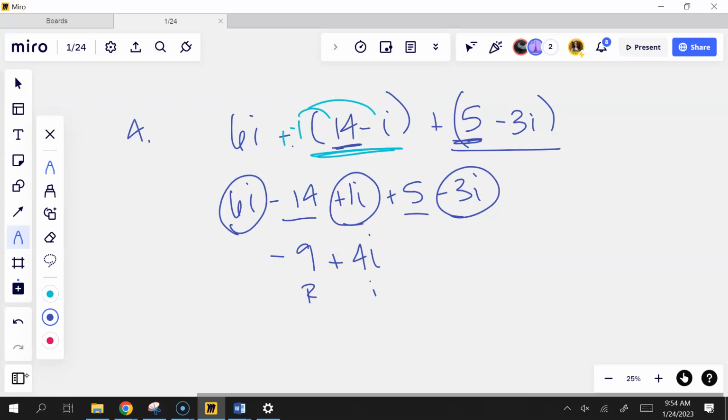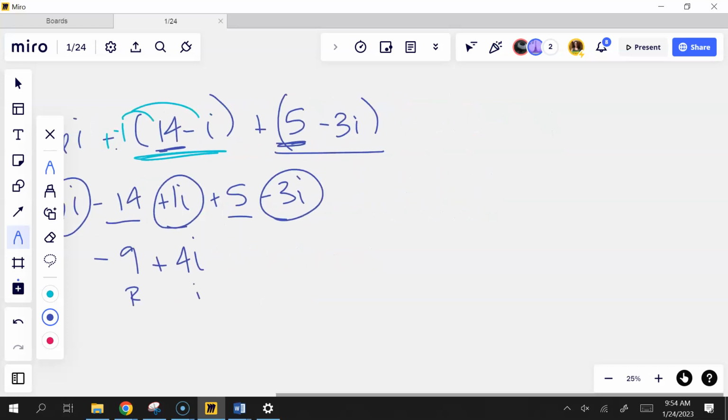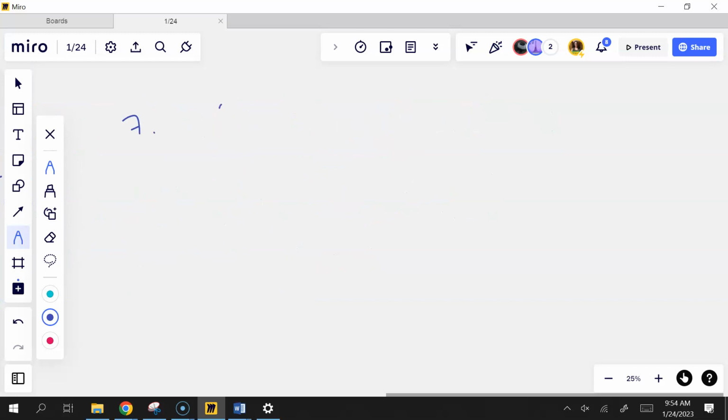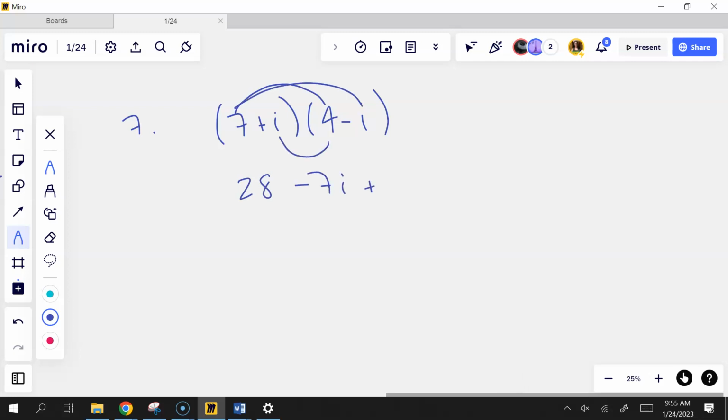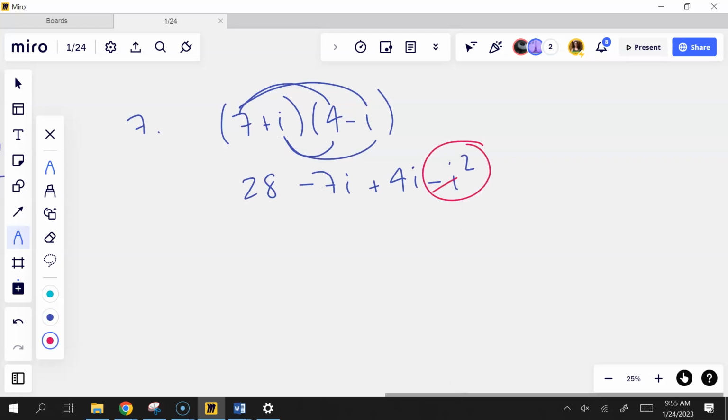Which other one did y'all say? I forgot. 7 and 9. Number 7. 7 plus i, 4 minus i. And so I'm going to FOIL or distribute, right? 7 times 4 is 28, minus 7i plus 4i minus i squared. Anytime I see an i squared, drop it, change the sign of the number that it's hooked to. Positive 1, right? All right.